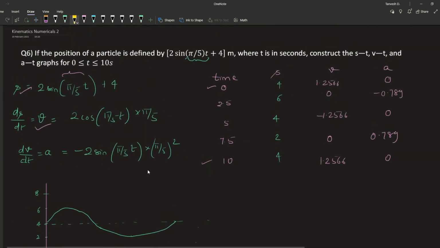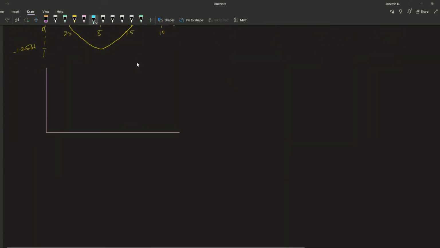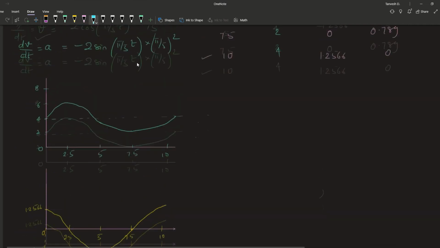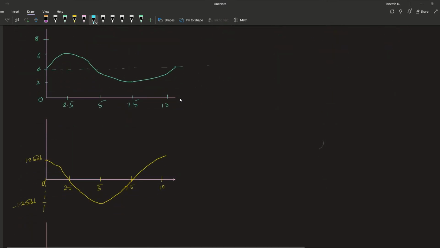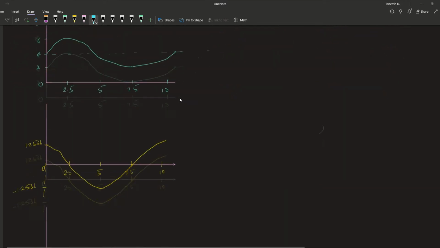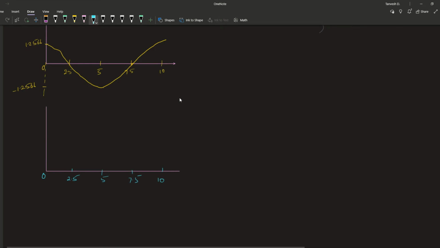And then acceleration curve. 0, 2.5, 5, 7.5 and 10. So acceleration curve is 0 at 0, 5 and 10, and its maximum and minimum is 0.789. So again this has a minimum of minus 0.789 and a maximum of 0.789.